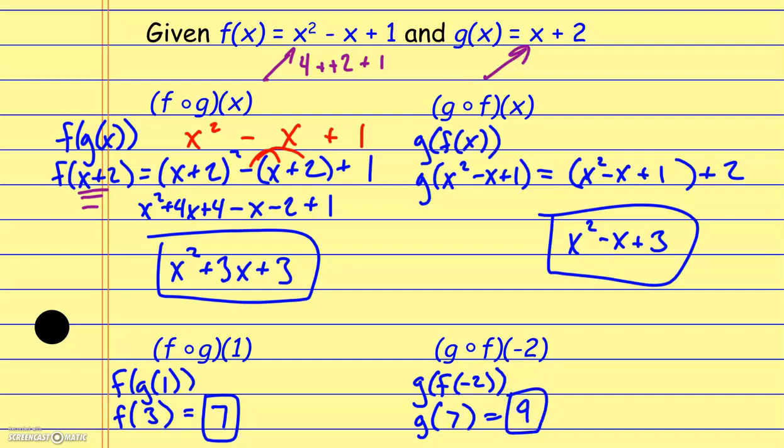Okay? So again, the composition is essentially just substitution twice. All right, we're plugging one function into another function as many times as required, or plugging one number into a function and then plugging that into another function. It's substitution inside of substitution on top of substitution. Okay?